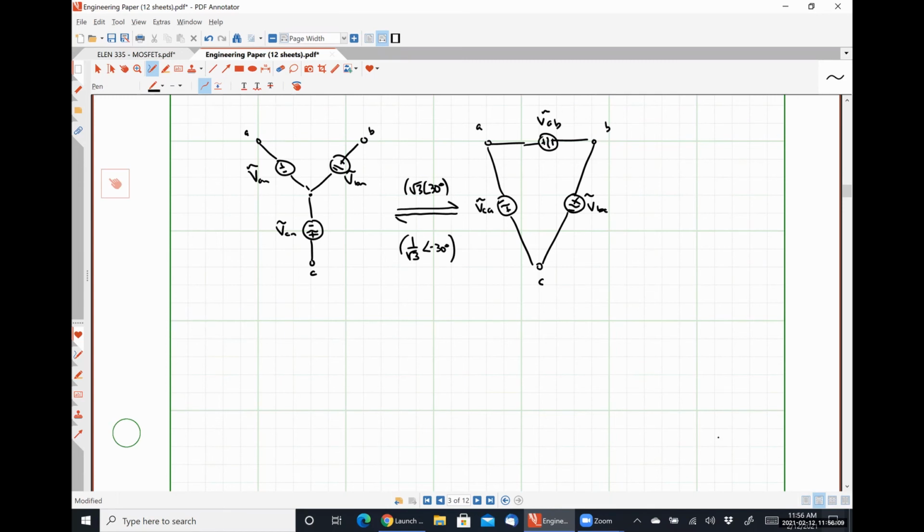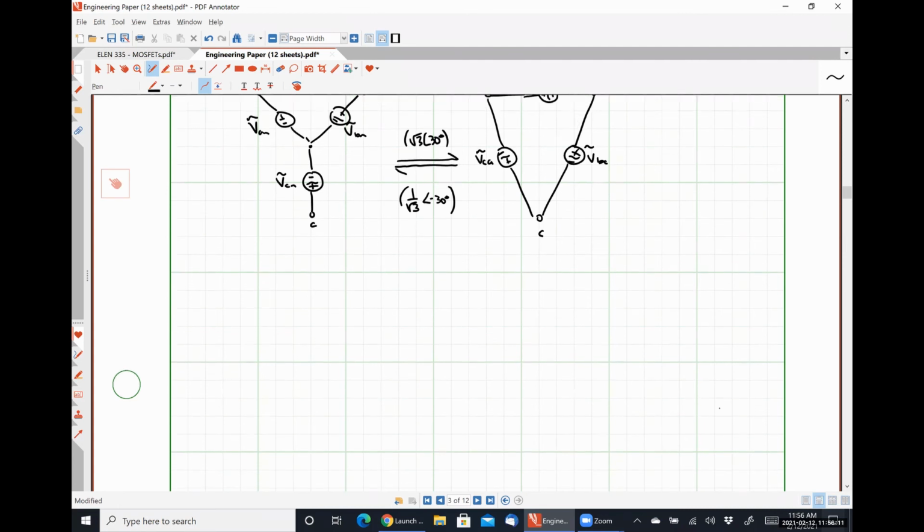Now, let's talk, any questions on that before we move on to transformation between balanced loads? Hopefully it's fairly straightforward. You go from Y to delta, you multiply by root 3 angle 30. You go from delta to Y, you multiply by 1 over root 3 angle negative 30. It's just that simple. Doesn't matter if that's a source or a load if you're doing those voltages. All right, transformation between balanced loads.